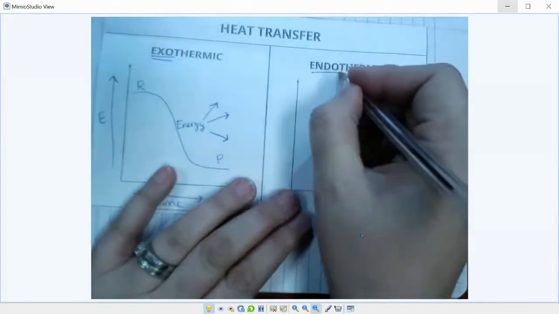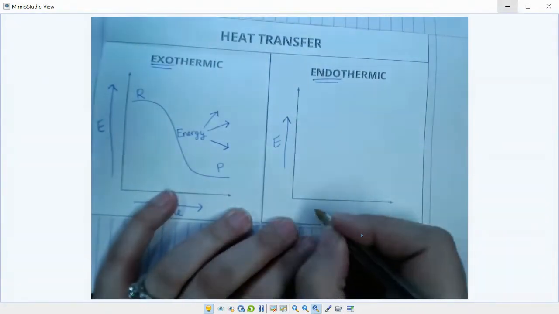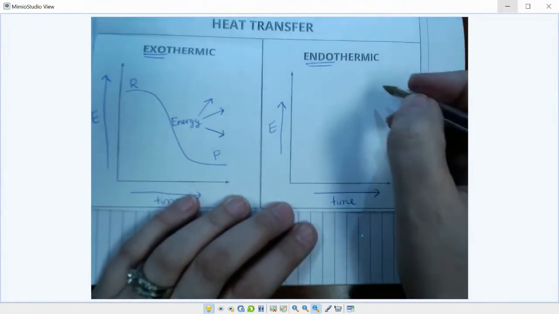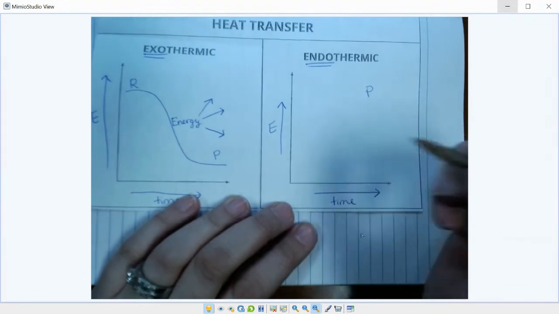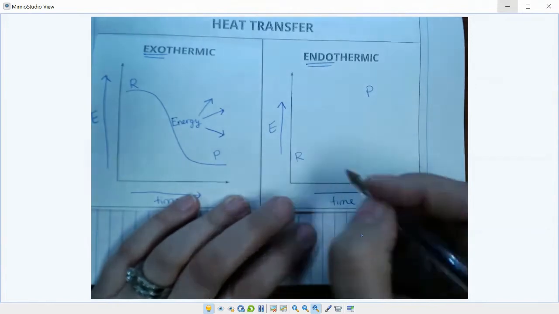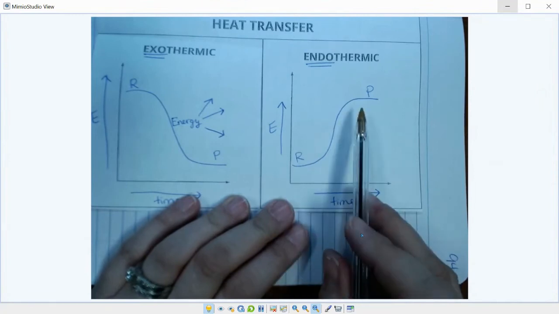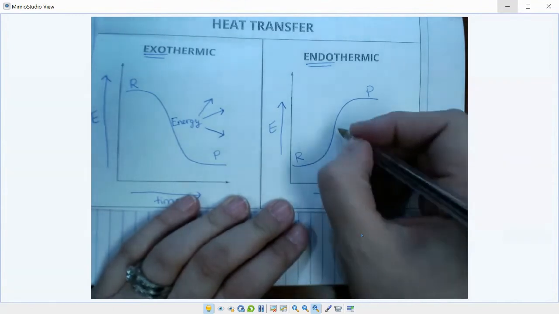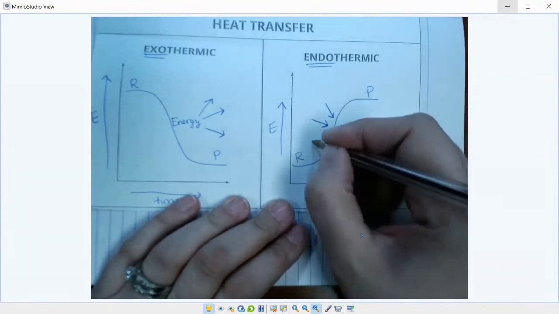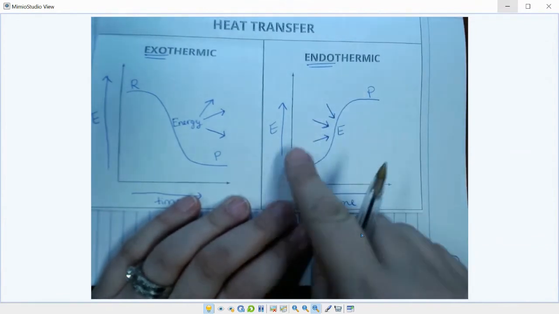So endothermic is kind of the opposite of that. If this is energy over here, and this is how time is progressing, my products end higher than my reactants because energy is going into the system. So this graph would look something like this. The reactants start low and the products have higher energy. Energy is put into this process to make it happen, to get it from the reactants to the products.